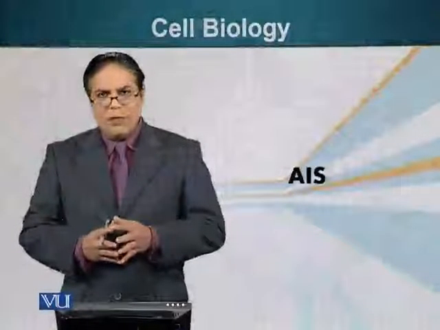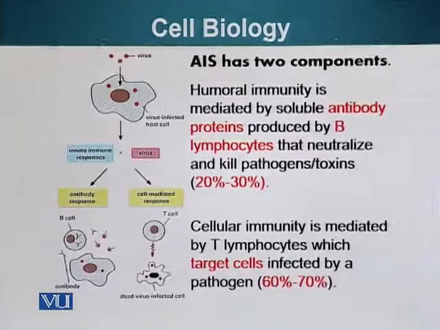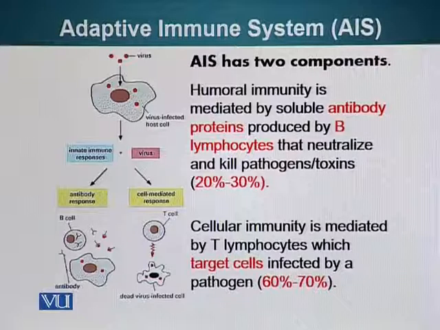Okay, so we have talked about lymph nodes. Let's talk about the adaptive immune system now. The adaptive immune system has two components: humoral immunity, which is mediated by soluble antibody proteins produced by B cells or B lymphocytes that can kill and neutralize pathogens. When antibodies bind pathogens, they can inactivate them or recruit other cells which will help destroy the offending agent. Cellular immunity, which is mediated by T cells, targets cells which have been infected by pathogens.